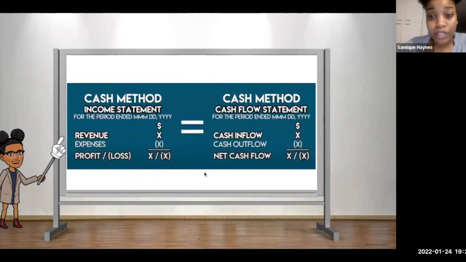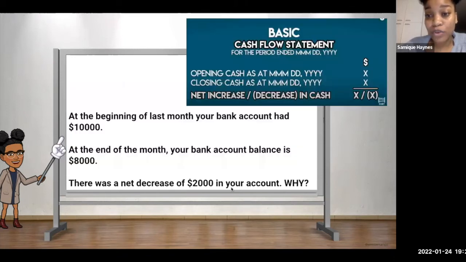And this just reiterates exactly what I just said. Revenues less expenses gives us a profit. Cash inflow less cash outflow gives us a net cash flow. All right, so at the beginning of last month, your bank account had $10,000. At the end of the month, your bank account balance is now $8,000. So the cash in your bank decreased by $2,000.